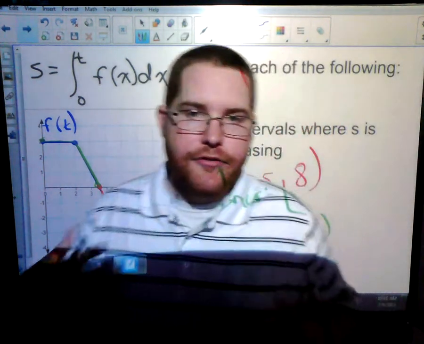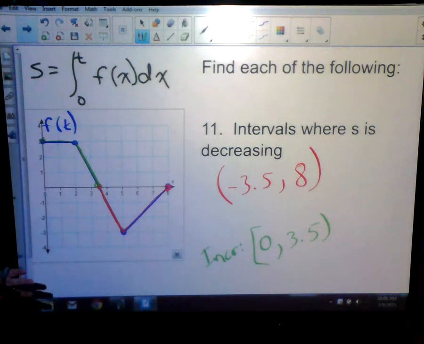Again, know what the graph is. Think about increasing and decreasing. That's where velocity is positive, velocity is negative.